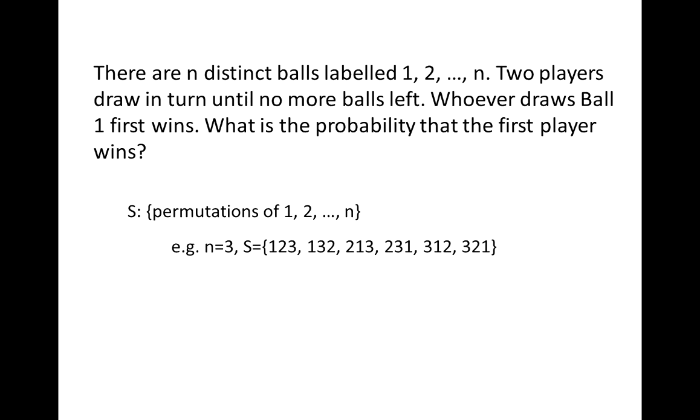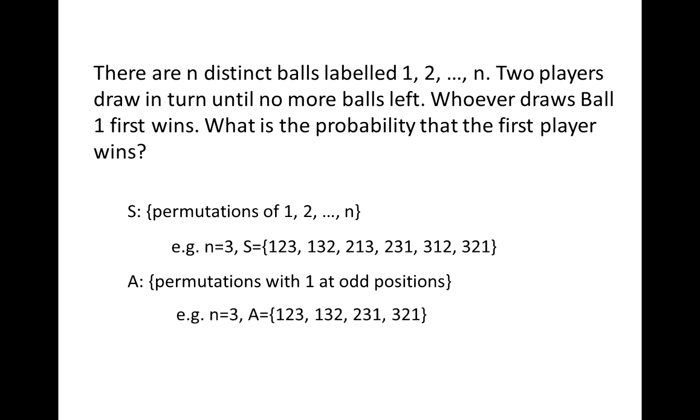For A, since we want to obtain the probability that the first player wins, then board 1 should be at odd positions. So A is the permutations of 1, 2 until n with 1 at odd positions. For example, when n is equal to 3, the desired outcome A is 1, 2, 3; 1, 3, 2; 2, 3, 1; and 3, 2, 1.